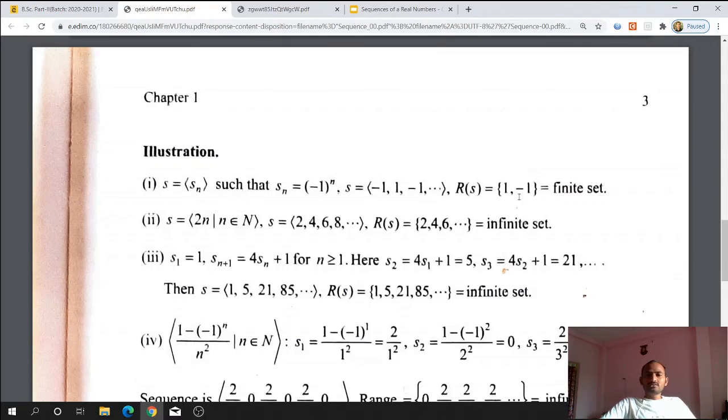The sequence is infinite, but the range of this sequence is a finite set, right? So let's take another example.